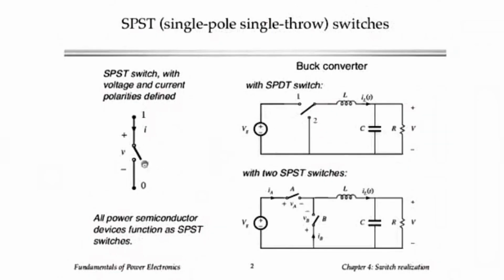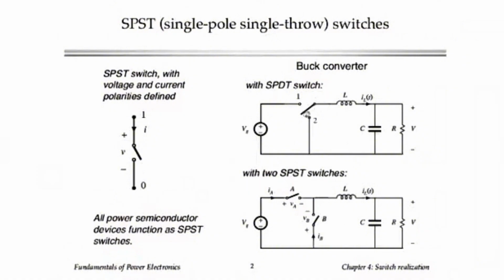So, semiconductor devices are single pole, single throw devices. They have two power terminals, and a transistor or a diode acts as a single pole, single throw switch. So here we have a buck converter with one single pole double throw switch. The switch will turn on and off over time, moving between position 1 and position 2. So we replace the single pole double throw switch with two single pole single throw switches, and we can realize each of them with a semiconductor power device.